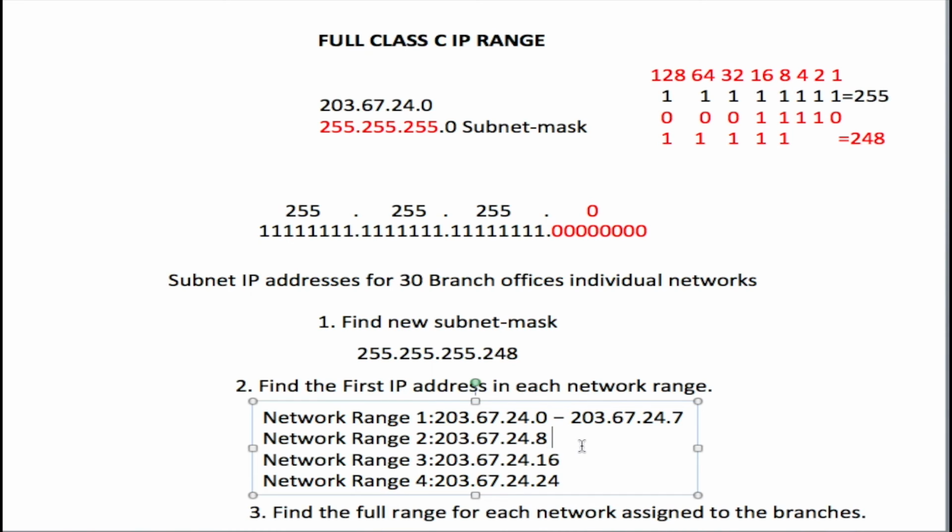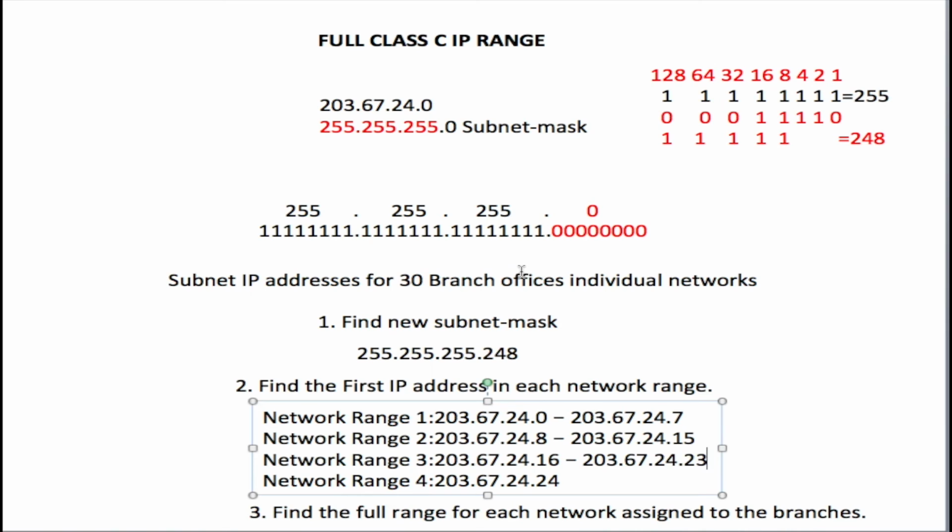Let's take a look at network number 2. It will still be 203.67.24. The number that comes before 16 is 15. So dot 8 will be the network, dot 15 would be the broadcast, and from dot 9 to dot 14 will be the usable IP addresses for that network. The next one will be 203.67.24.23. And just like before, 16 would be the network, 23 would be broadcast, and from dot 17 right up to dot 22 would be the usable IP addresses for that network. So basically, this is how it would be done right up to the 30th network.